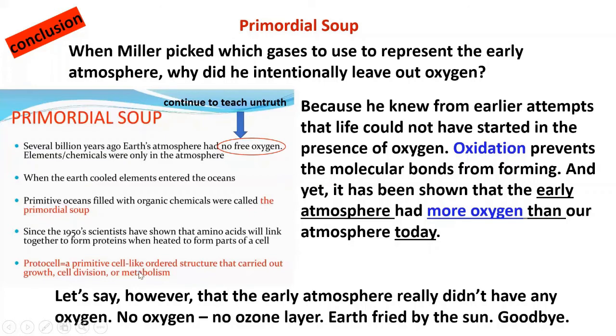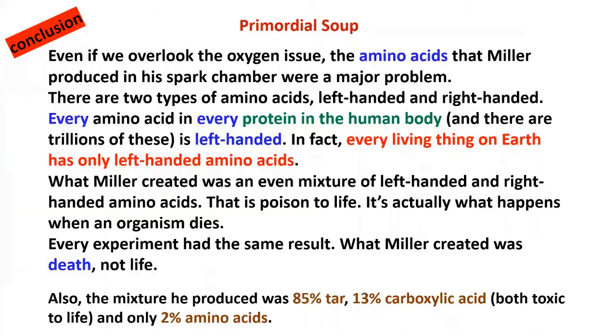Okay, so let's say, however, that the early atmosphere really didn't have any oxygen. Even if there was no oxygen, it also cannot work, because then there would be no ozone layer, and the Earth would get directly heated up by the sun. So any life that was or could have been generated would have been fried by the sun. So you see, oxygen or no oxygen, it also cannot work at that time. So goodbye to life, whether there was oxygen or not.